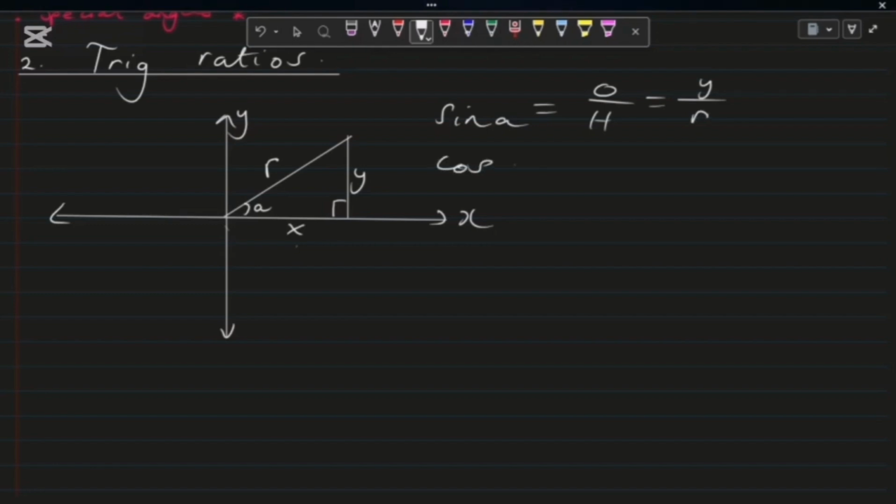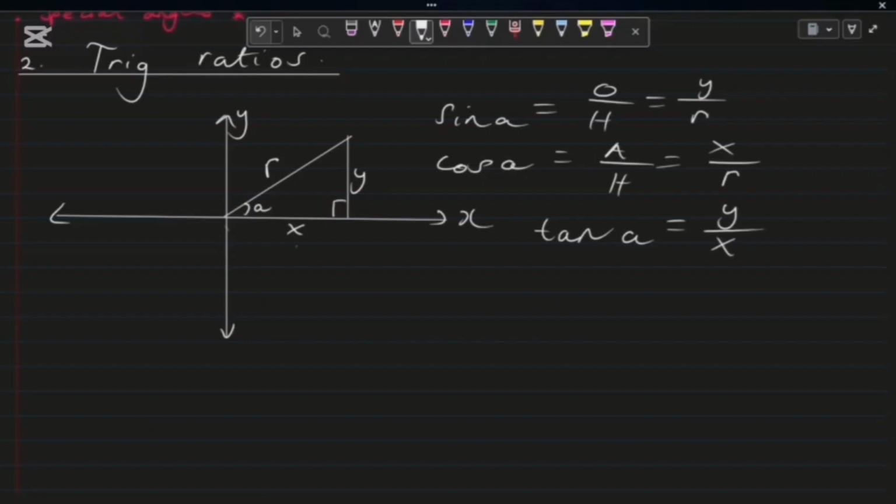cos of this angle, and we know that cos is what? It's adjacent over hypotenuse, right? And then we can see that the adjacent side is the x, and then the hypotenuse side is the r. And then what about tan of angle A? Now tan of angle A is opposite over adjacent. Now the opposite side is the y, and then the adjacent side is the x.